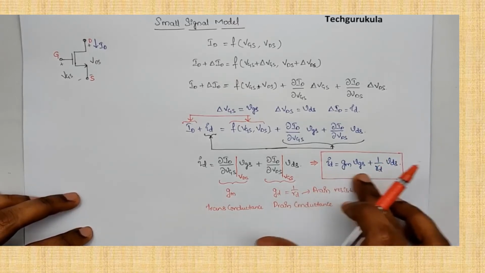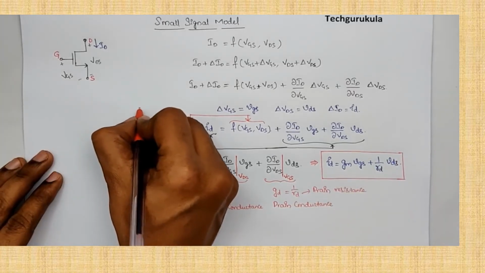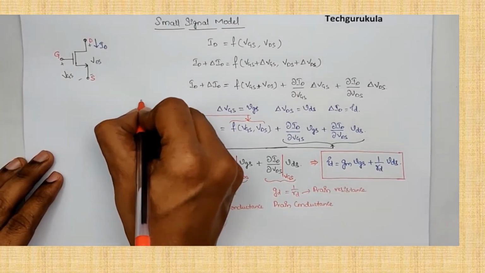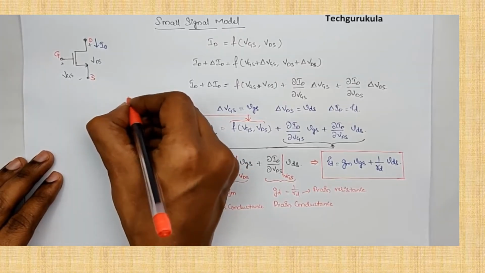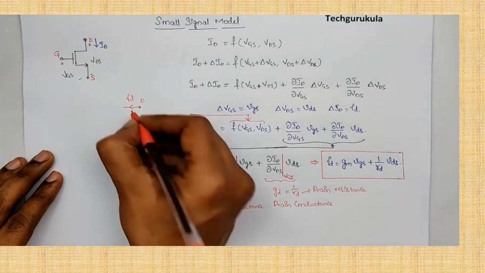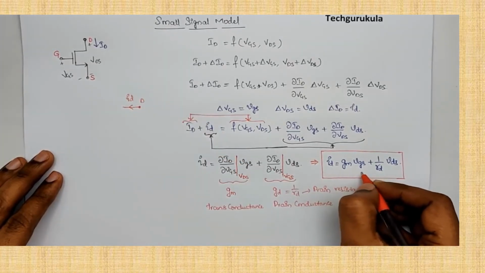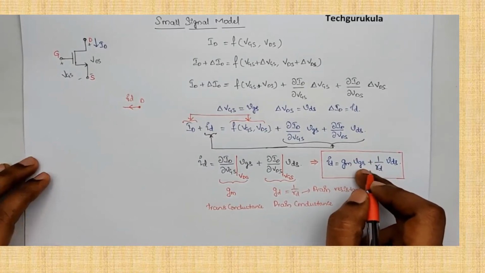Now let's represent this in a circuit diagram. Let's say we take this as a drain terminal, and the current that is flowing into the drain is id, which is what we have derived here. This should be equal to, one is gm times vgs, so it depends on the voltage between gate to source.